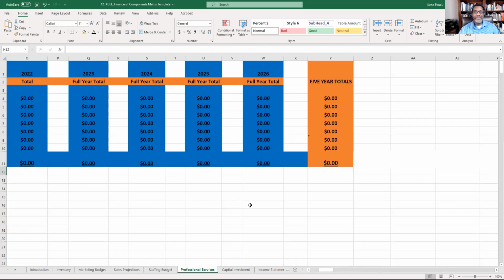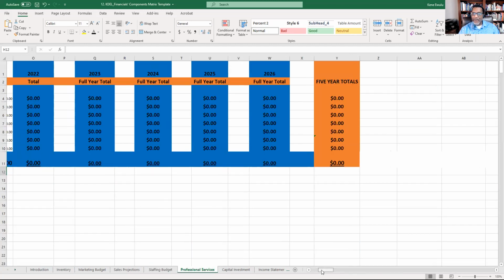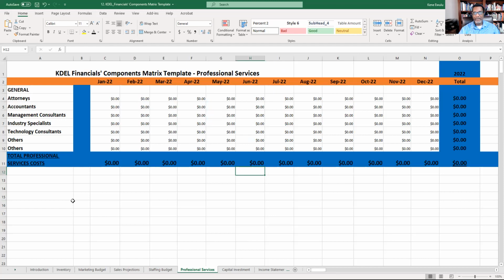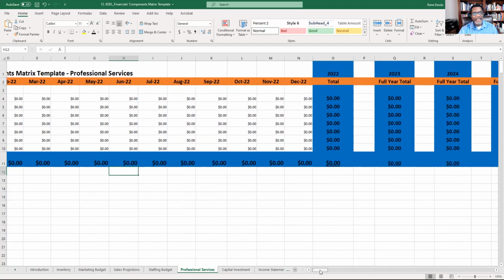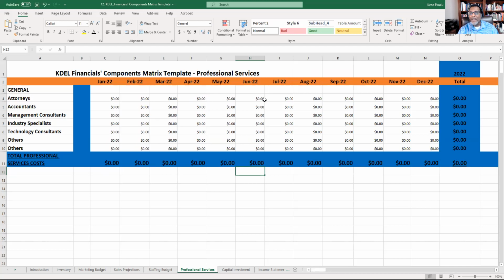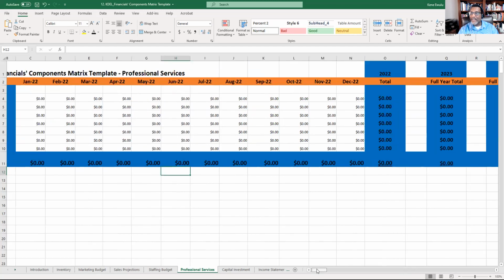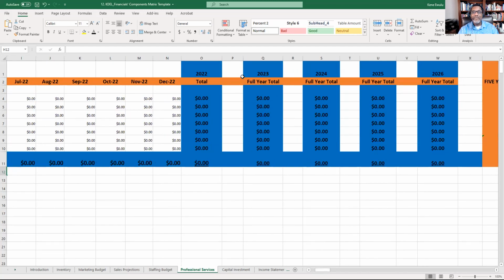Now we're going to look at professional services. And this is where you talk about those that are working for you as consultants, your attorneys, your accountants, your management consultants, your industry specialists, tech consultants, and others. Whoever is in your industry, they will have a salary. They're on a retainer. Whatever it is you pay them, that's what you put in here all the way for 5 years. Again, the first 1 year handles month by month. And then as you move into next year, it handles full year totals, okay?